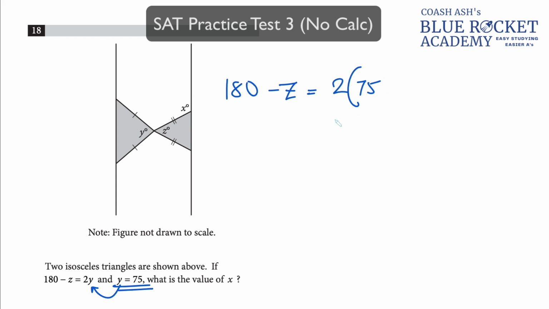So 2 times 75 is 150. So you can write this as 150 like this, right? So you get 180 minus z is 150. Now you just subtract 180 from both sides. Right, you subtract 180 from both sides, you get negative z is equal to this part.